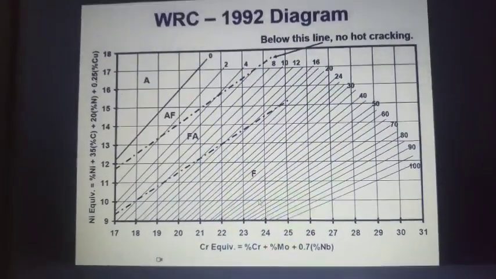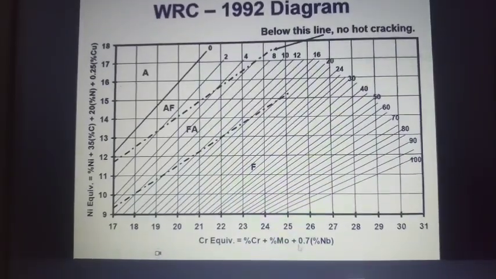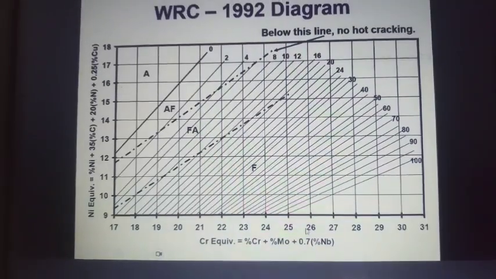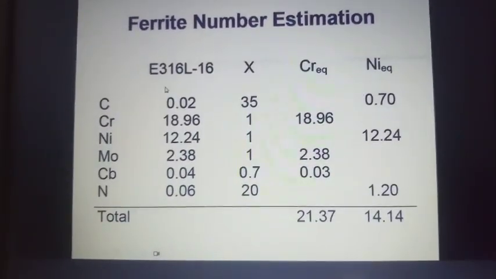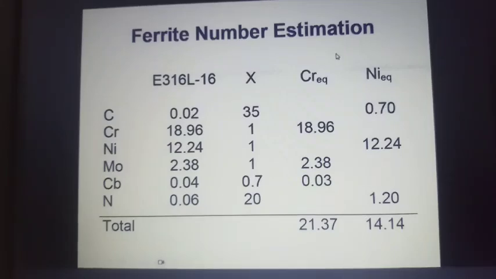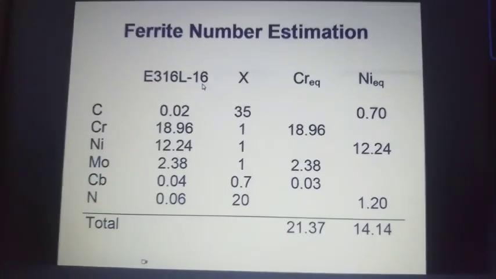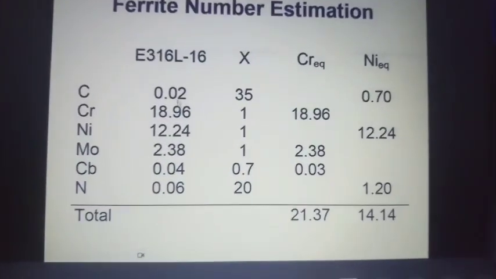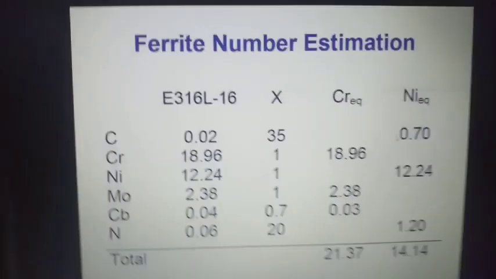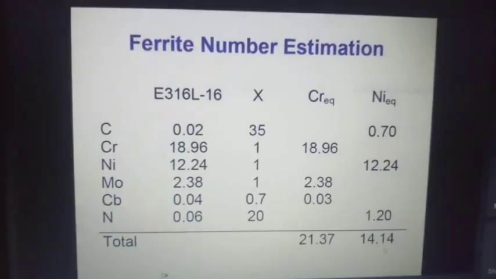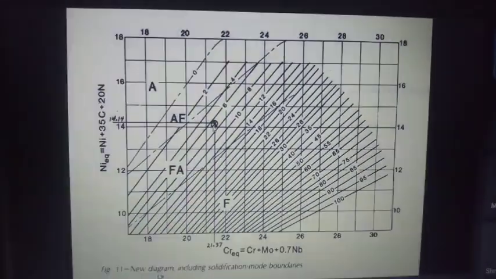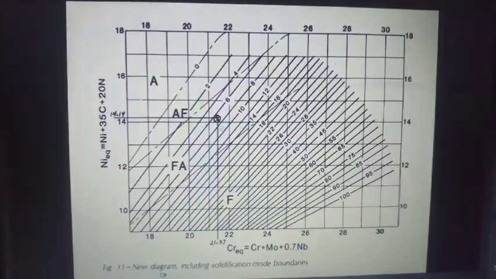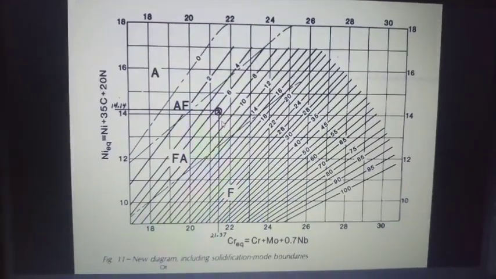A normal thumb rule is that the chromium equivalent to nickel equivalent ratio should be 1.5 and above. A simple ferrite number estimation: I take 316 grade, 316-60, and take the approximate chromium and nickel composition. Based on that, I calculate the chromium equivalent to nickel equivalent, and when I plot it in this diagram, it falls in the FA region. That means this will not crack when I weld.